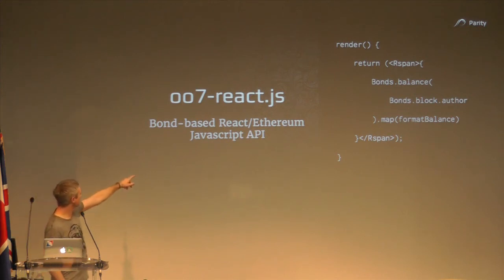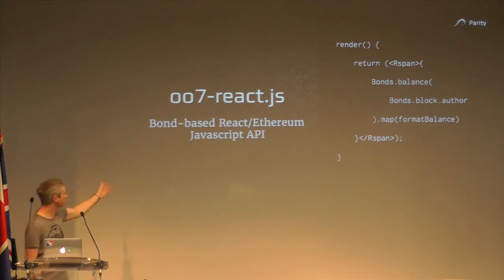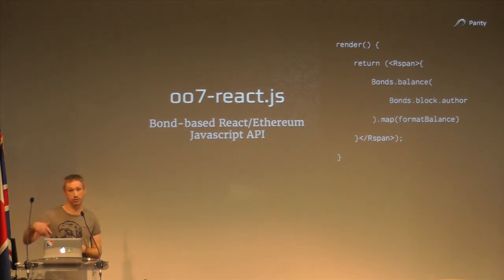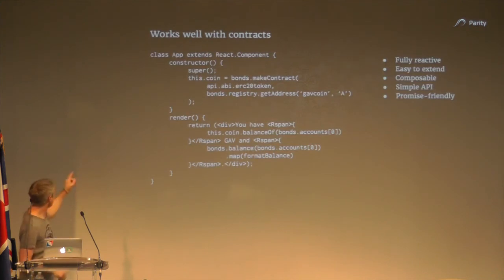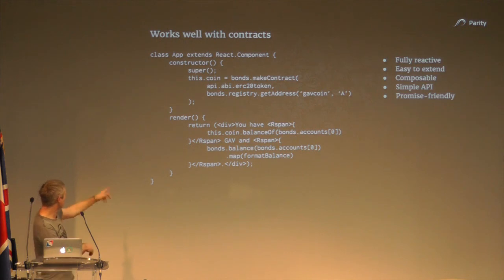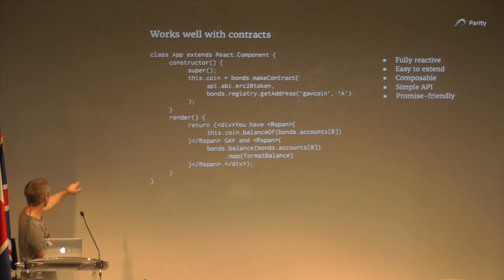What this does is it will render the balance of the latest block's author, and that will stay. That's reactive, so it will just stay updated. Super simple. Here it works with contracts. What this React component does is says you have some amount of Gavcoin, and then also some amount of Ether. As you can see, the coin uses this make contract bond.